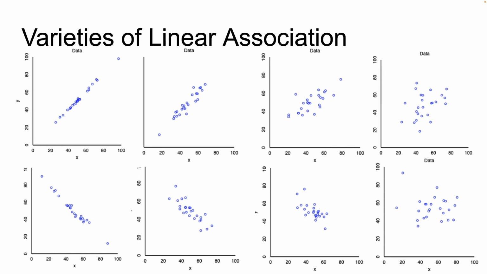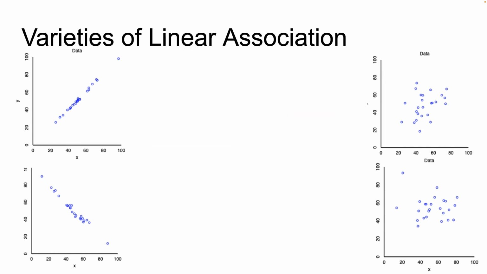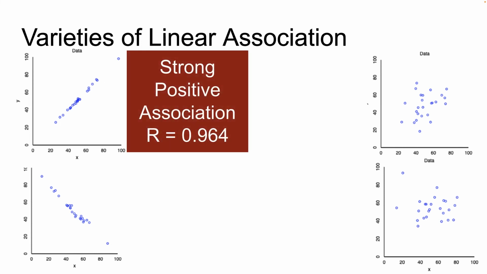Let's analyze it a bit further. Let's just take a look at the 4 graphs on the outside. On the upper left-hand side, that graph has a strong positive association. And if you calculate the value of R, you'll see it's 0.964. Positive association means that R is going to be greater than 0. Strong association means that that value is very close to +1.